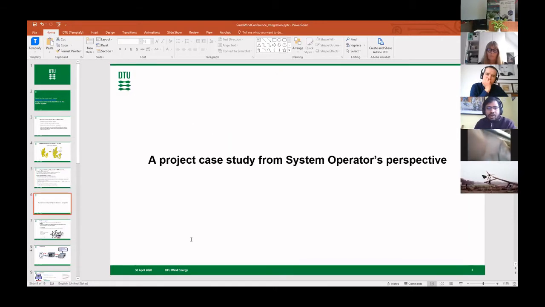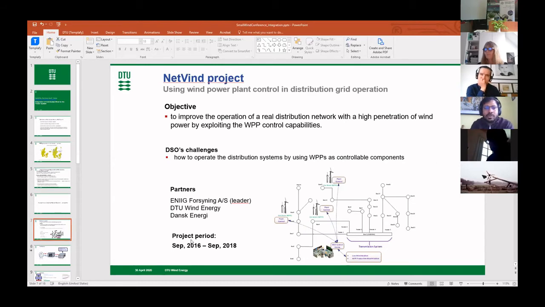So now I'll talk about how DTU Wind Energy has been working in multiple projects over many years, and Anka was presenting a list before. Then I'll take one of the recent project cases, and that might also answer Peggy's question, what we did for one of the distribution system operators in Jutland. So the project was called NetWind, which finished at the end of 2018.